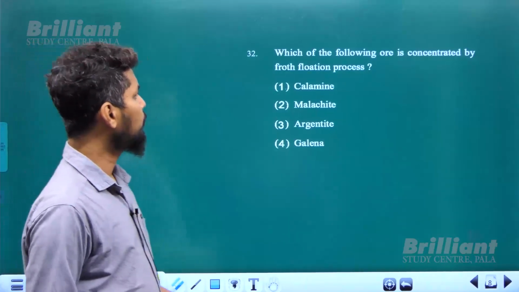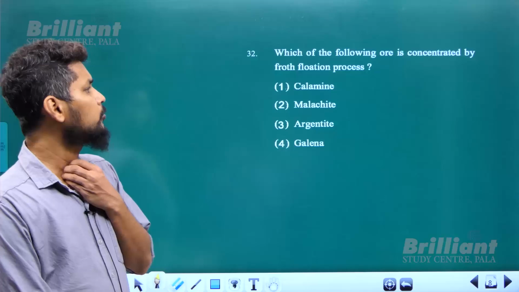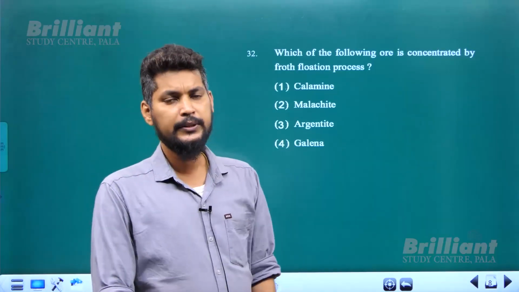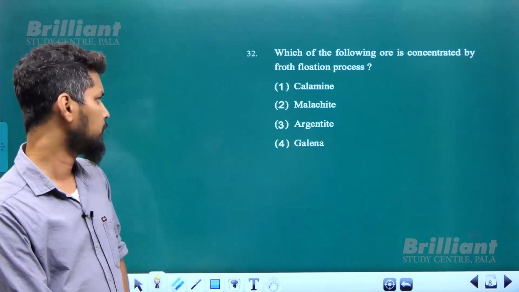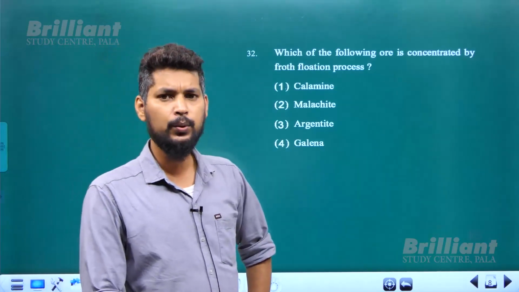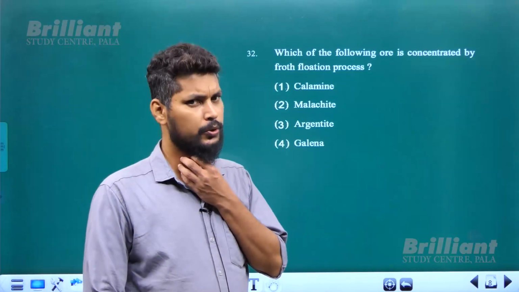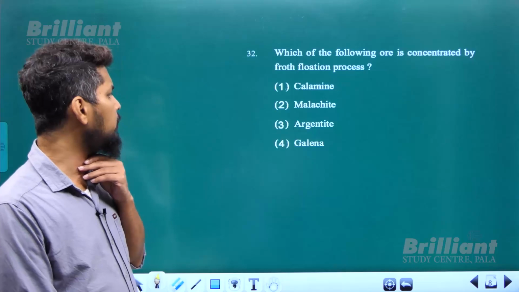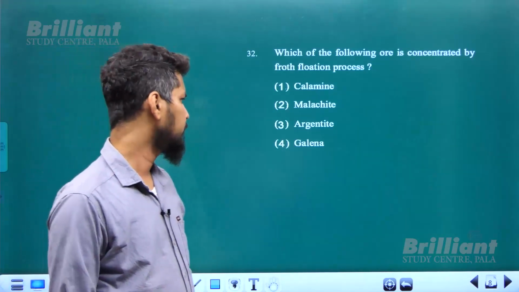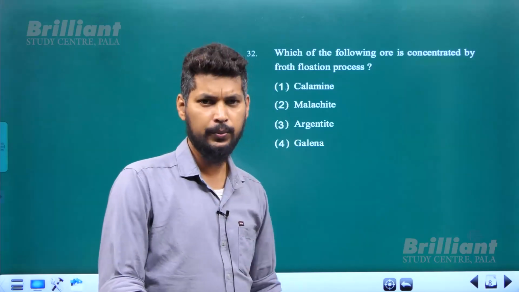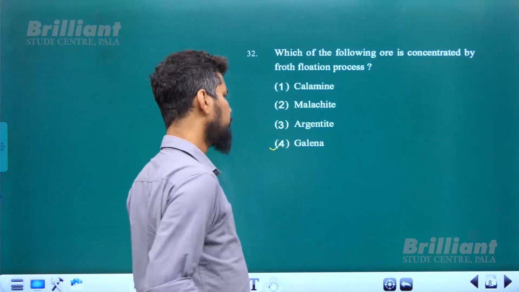Next question, which of the following ores is concentrated by froth flotation process? Froth flotation process is basically used for the purification of sulfide ores. Calamine is a carbonate ore, so it is not the answer. Malachite is also not the answer. Among these, the sulfide ores are argentite and galena. Galena is lead sulfide, and argentite is Ag2S. Galena is concentrated by froth flotation technique.